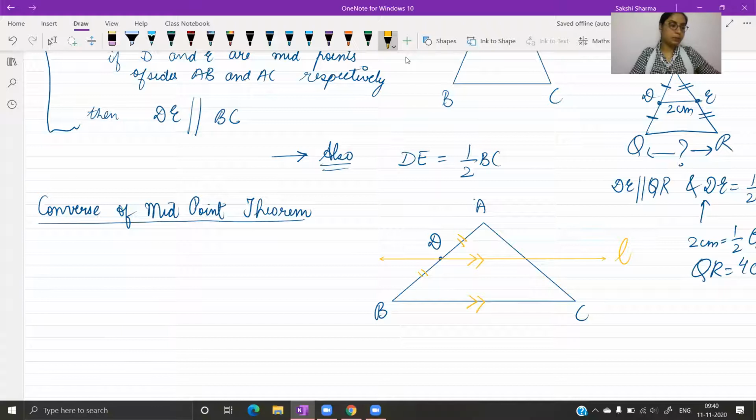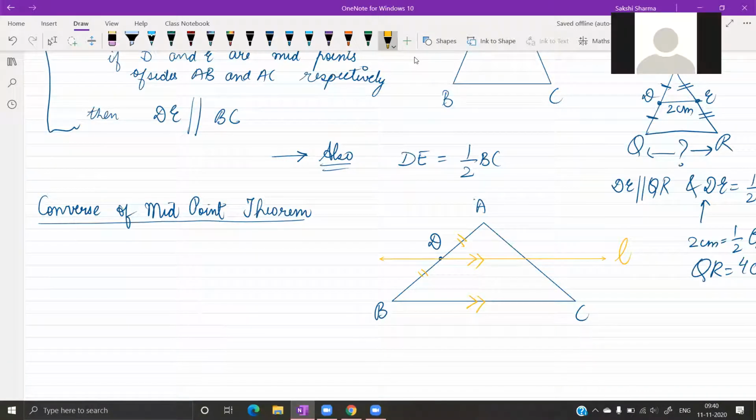The line which passes through the midpoint of one side parallel to the second side will also bisect the third side. So your statement is this: the line drawn through the midpoint. The line L here has been drawn through point D. Point D is the midpoint of this side. So we have a line L drawn through point D, which is actually the midpoint of side AB. This line is also parallel to side BC of the triangle. So there are two properties which we have been given: where the line is drawn from, and which side it is parallel to.